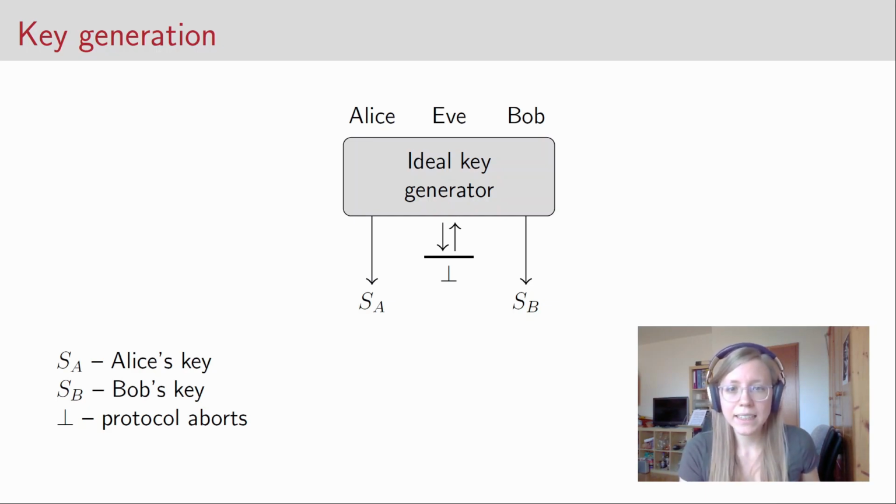Okay, so this ideal key generator has 3 involved parties, Alice, Eve, and Bob. And what we want is that it outputs keys SA for Alice and SB for Bob. But if it recognizes that Eve interacts too much during the key generation process, that Eve gets too much information about the key, then it just aborts. Okay, what are the requirements that we have for this kind of ideal key generator?